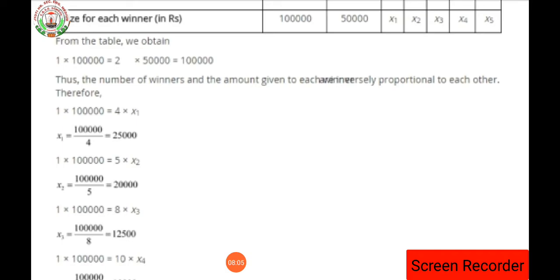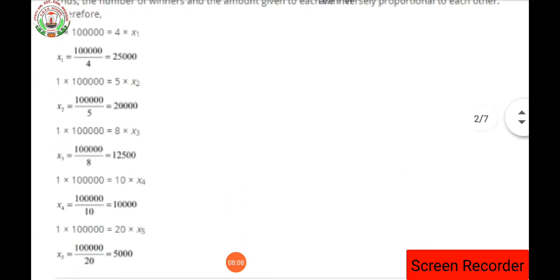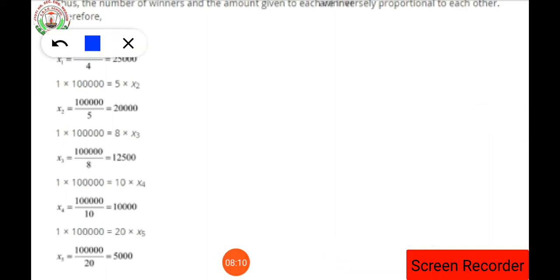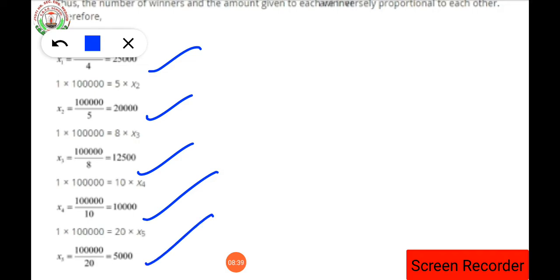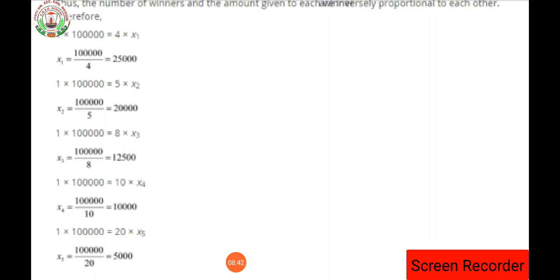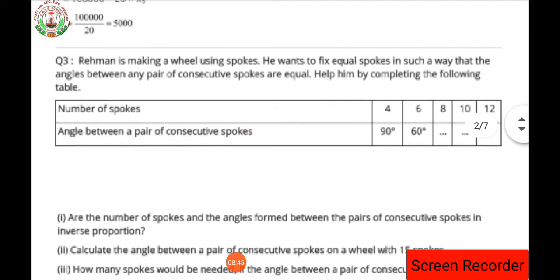Clear everyone? In the same way we are going to divide by 8, then divide by 10. We will get the required answer when we divide. 4 participants will get 25,000 each. 5 participants will get 20,000 each. If it is 8 participants, then 12,500 each person will get. If it is 10 participants, that means 10,000 each. If it is 20 participants, that means 5,000 each person will get. Clear? So in this way we have solved.